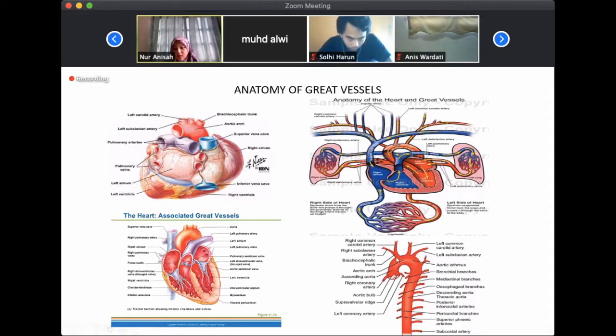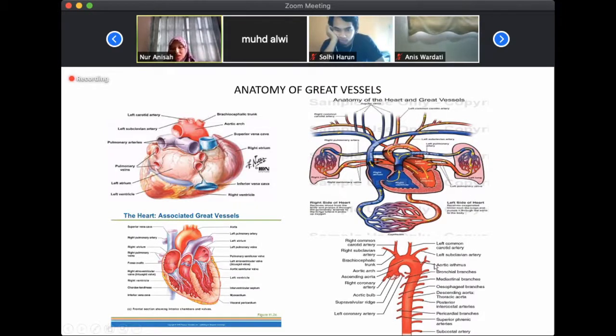That was the first branch, and then the second branch is at the aortic arch, which gives off three major branches: the brachiocephalic trunk, which further divides into the right subclavian and also the right common carotid. And then the second branch is the left common carotid artery, and the last is the left subclavian artery.